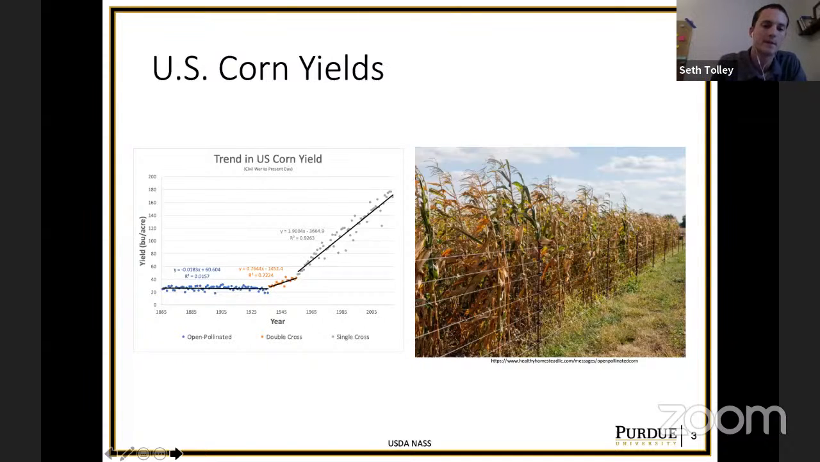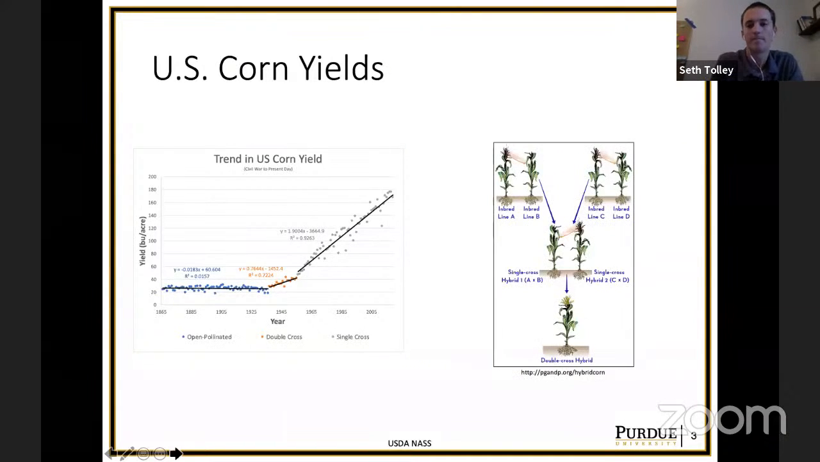The next phase was the double cross era, which is described here in this image on the right. You can see that you start off with 4 inbred lines, you cross 2 of these together in a pair, and then the other 2 together in a pair, forming 2 single cross hybrids, and then you cross the single cross hybrids together to form your double cross. And then the final era, which we've been in for about 80 years now, is the single cross era, which has shown an increase in yields of about 1.9 bushels per acre per year.